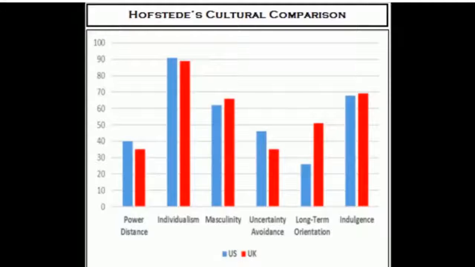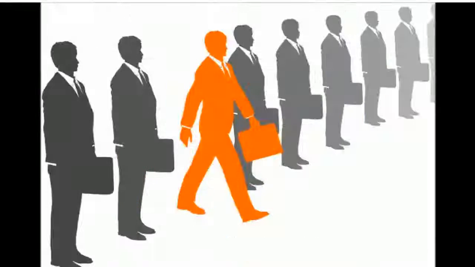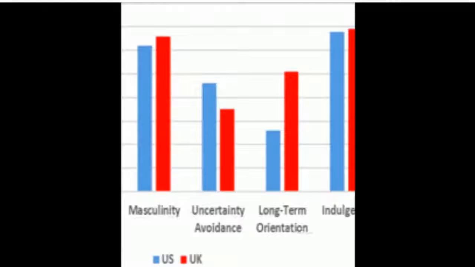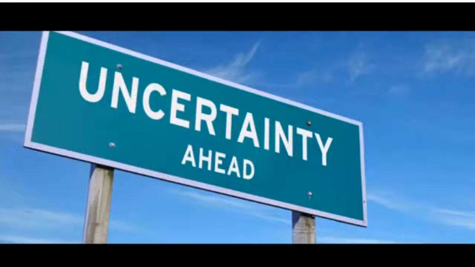Finally, we will discuss Hofstede's cultural dimensions. Even with the large gap in population, both countries are very similar in their cultural aspects. You can see that individualism and indulgence run fairly high, whereas power distance is much lower. There are two traits that the United States and the United Kingdom differ on slightly. The first is uncertainty avoidance, and the next is long-term orientation.